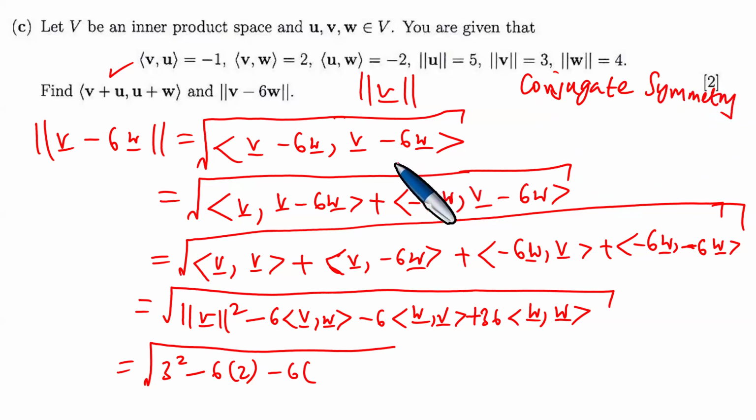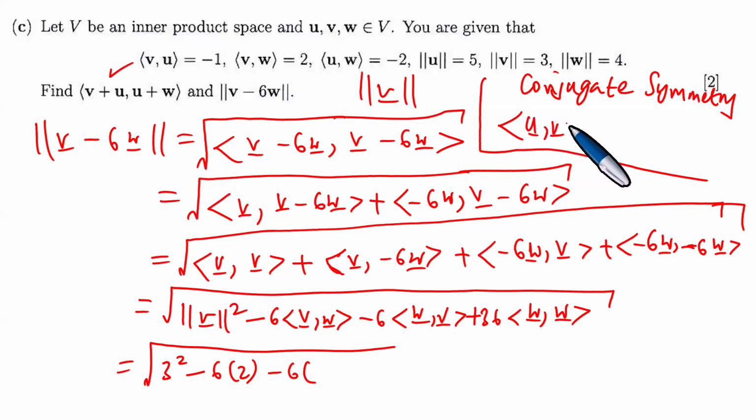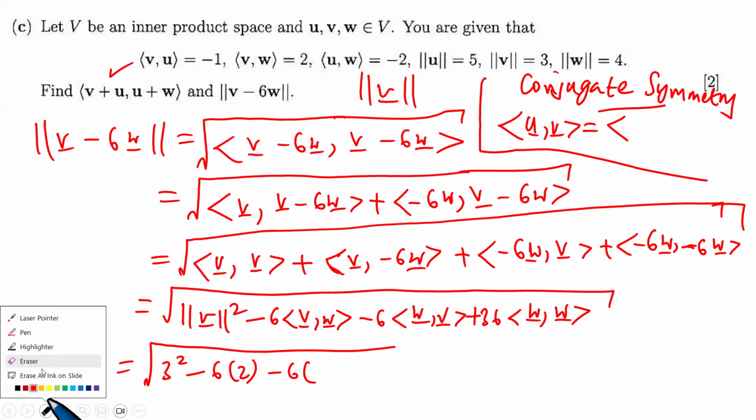What is conjugate symmetry? In mathematics, we are taught that the inner product of U and V is equal to the complex conjugate of the inner product of V and U. This is the most general rule for that.